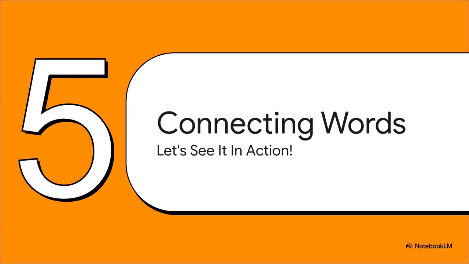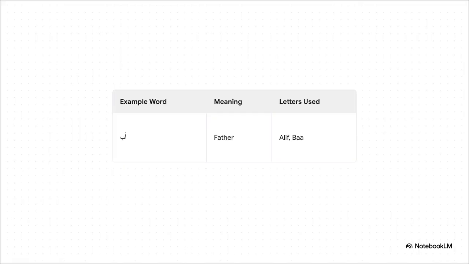All right, this is the moment. You've learned some letters, you've learned the rules. Now for the fun part. Let's put these pieces together and actually read some Arabic words. Let's see this in action. Okay, our very first word is ab. It means father. And look, it's made of just 2 letters we already know, Alif and Ba.